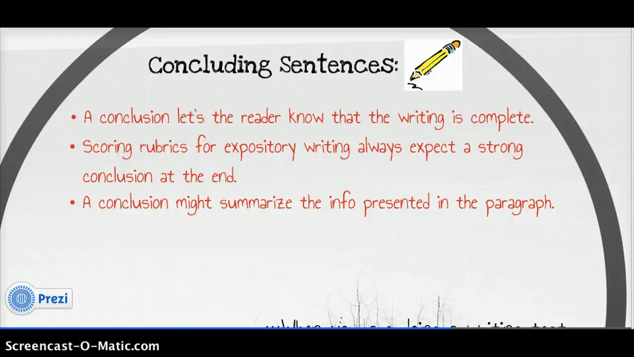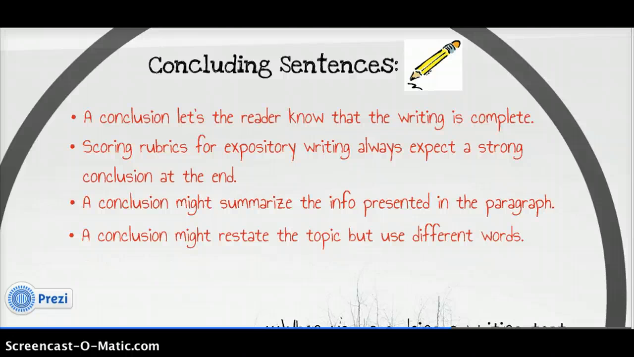The conclusion, one way to write one would be to have it summarize the information presented in the paragraph. That can be one way of doing it. Usually that's more on a proficient, maybe advanced level. Another way would be to simply restate the topic sentence but use different words. Again, that's going to be more on your proficient level, maybe advanced, depending on how you do it.